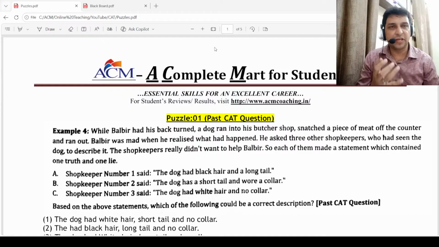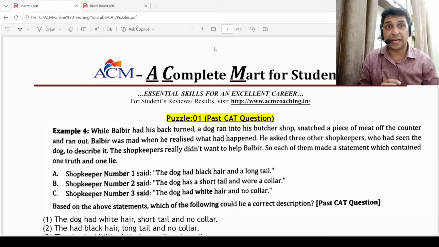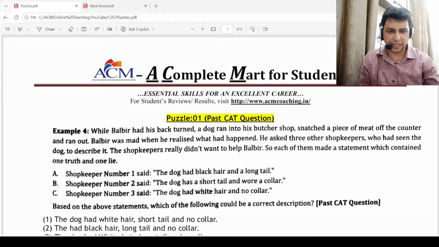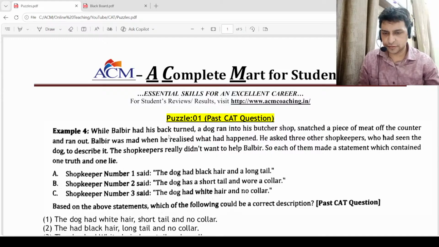For example, it's going to be blood relations, directions, knights and knaves, binary logic, and other logical puzzles. Let's see all of them one by one. The first puzzle today is from CAT PYQs, of course, and it is on binary logic.